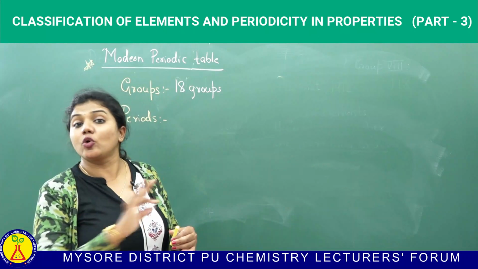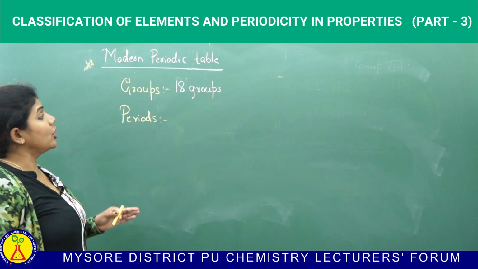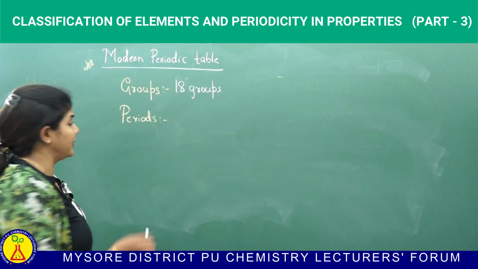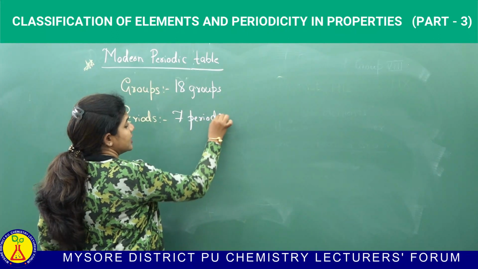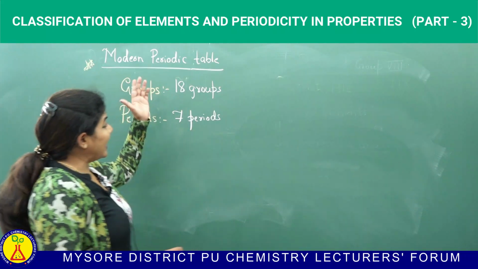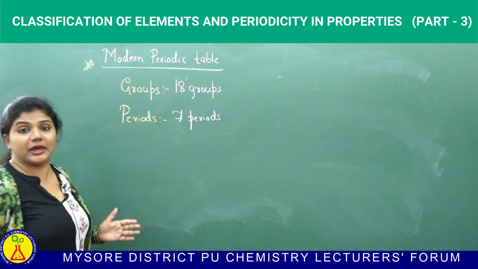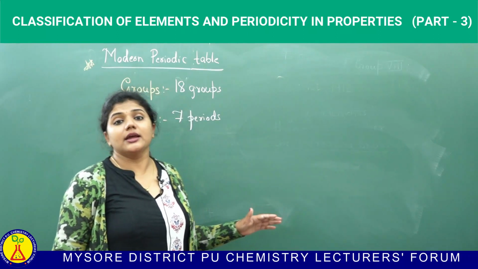There are no Roman numbers. The new modern periodic table never uses Roman numbers. Straight away, it uses groups 1 to 18, and 7 periods are present. First, there are 18 groups and 7 periods. There is no concept of Roman numbers at all.